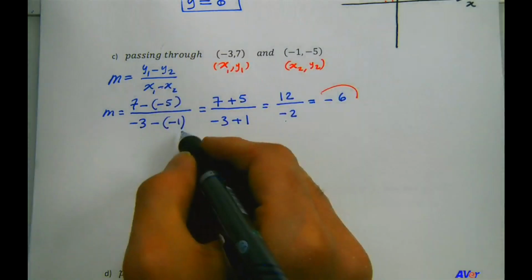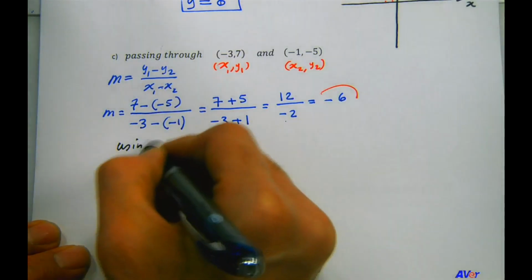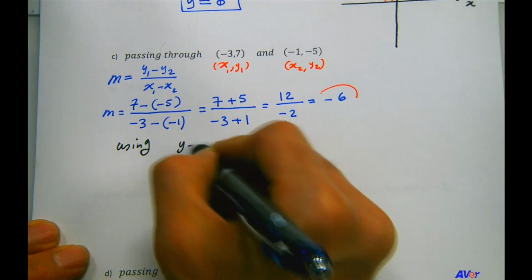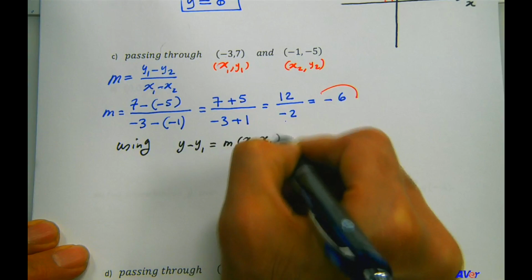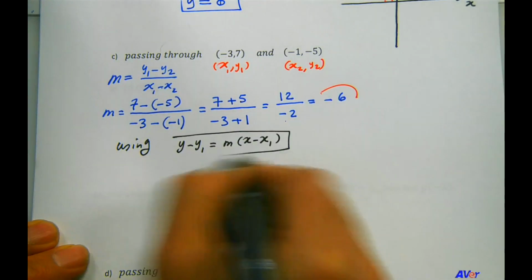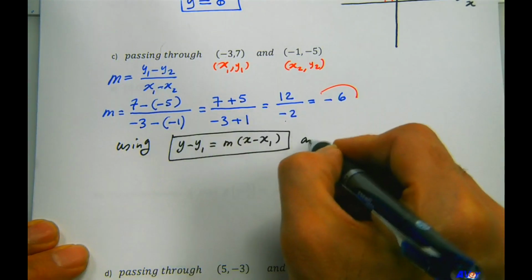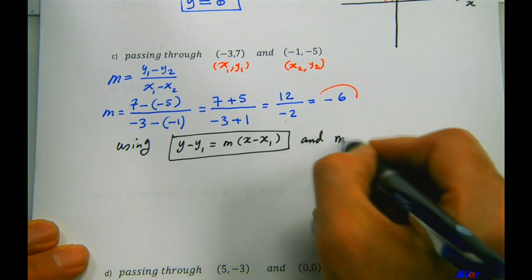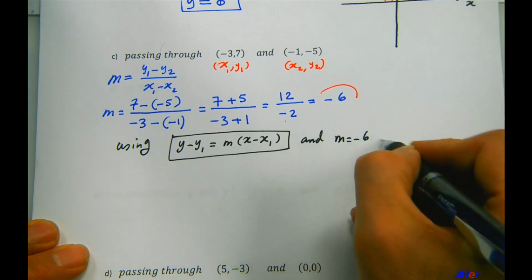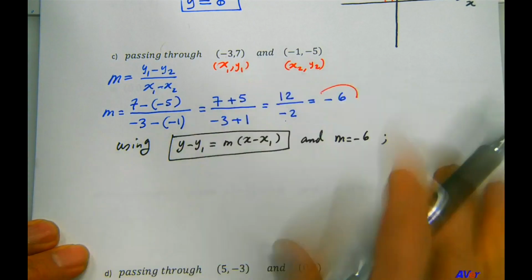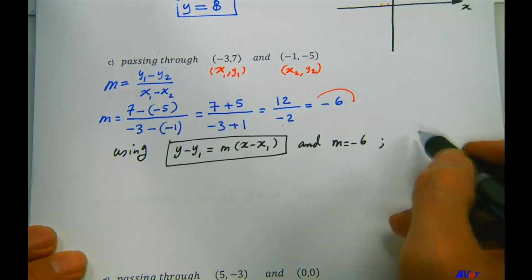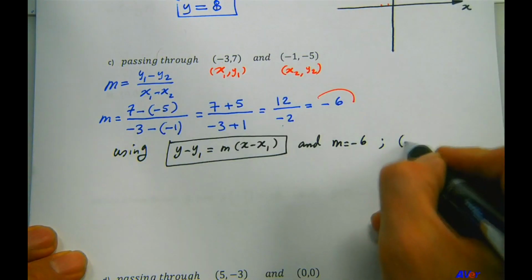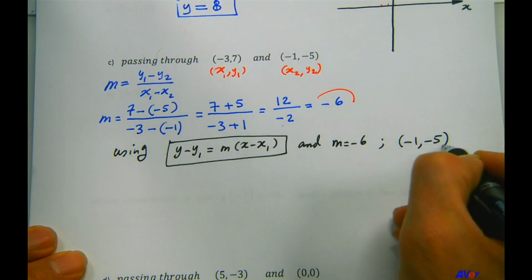Okay, so using y minus y1 equals m times x minus x1, and the fact that slope is -6, and let's use any of these 2 points. It doesn't make any difference which one. You have to pick one though, -1 comma -5.